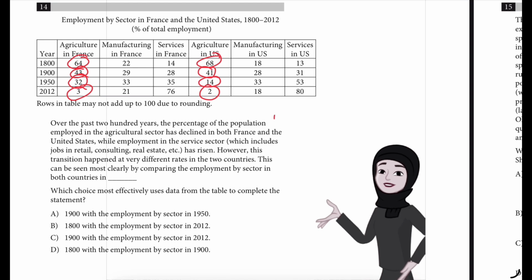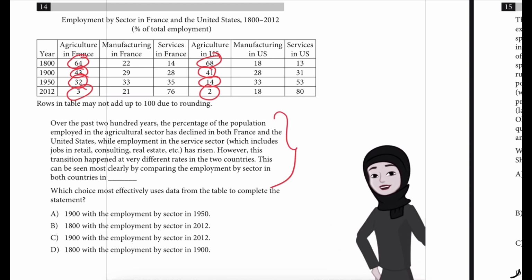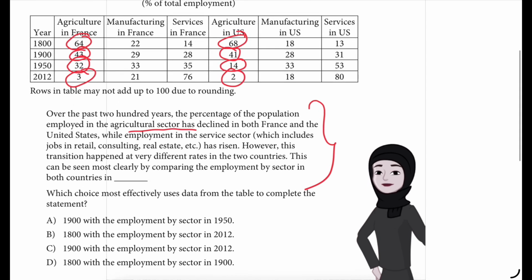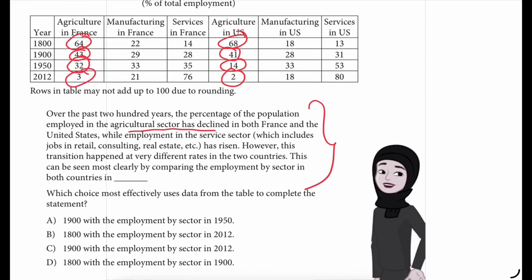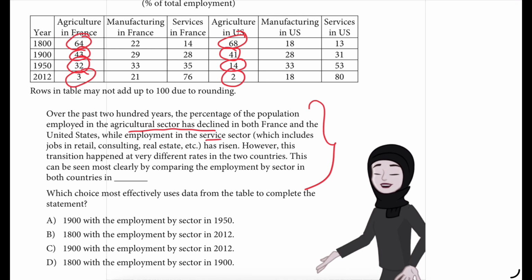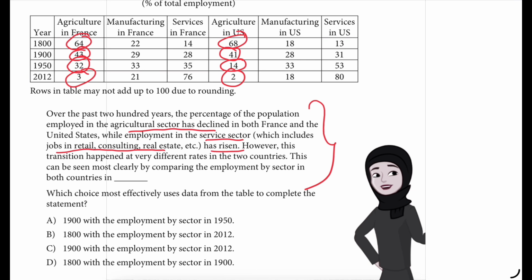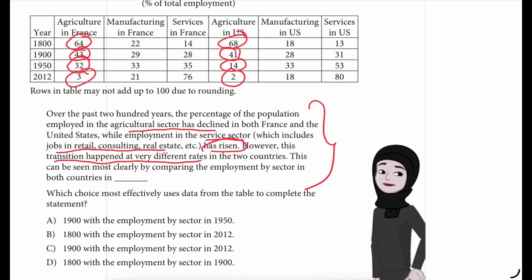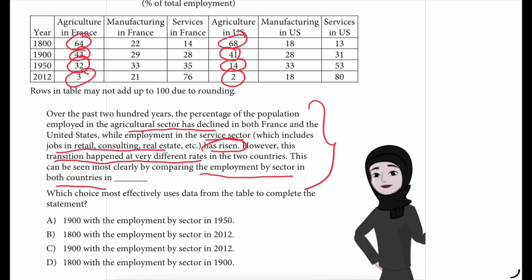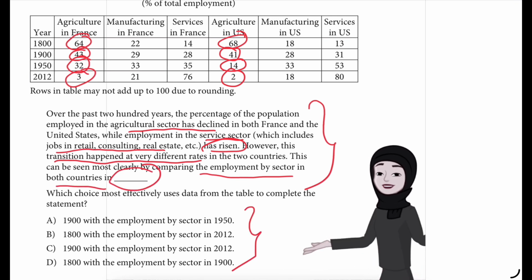Now, why are we looking at agriculture? Because in this question, over the past 200 years, the percentage of the population employed in the agricultural sector has declined in both France and the United States, while employment in the service sector, which includes jobs in retail, consulting, real estate, etc., has risen. So, instead of agriculture, those jobs have gone to these other sectors. However, this transition happened at very different rates in the two countries. So, it has happened at different rates, and this can be most clearly seen by comparing the employment by sector in both countries in which year. Which one do we have to choose?